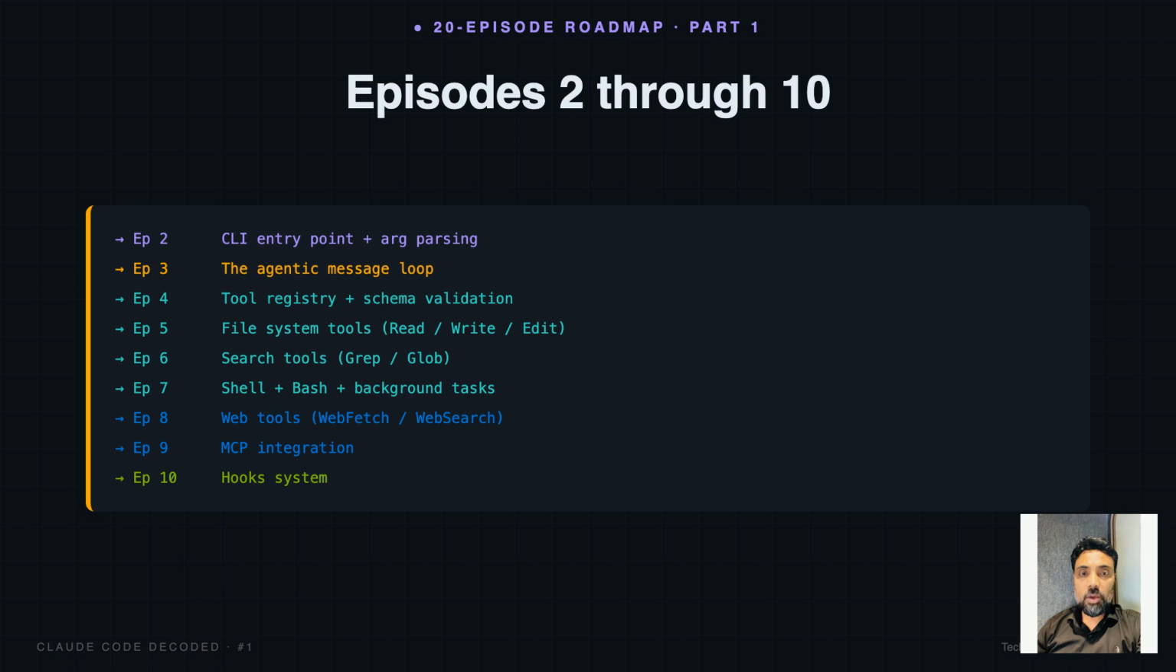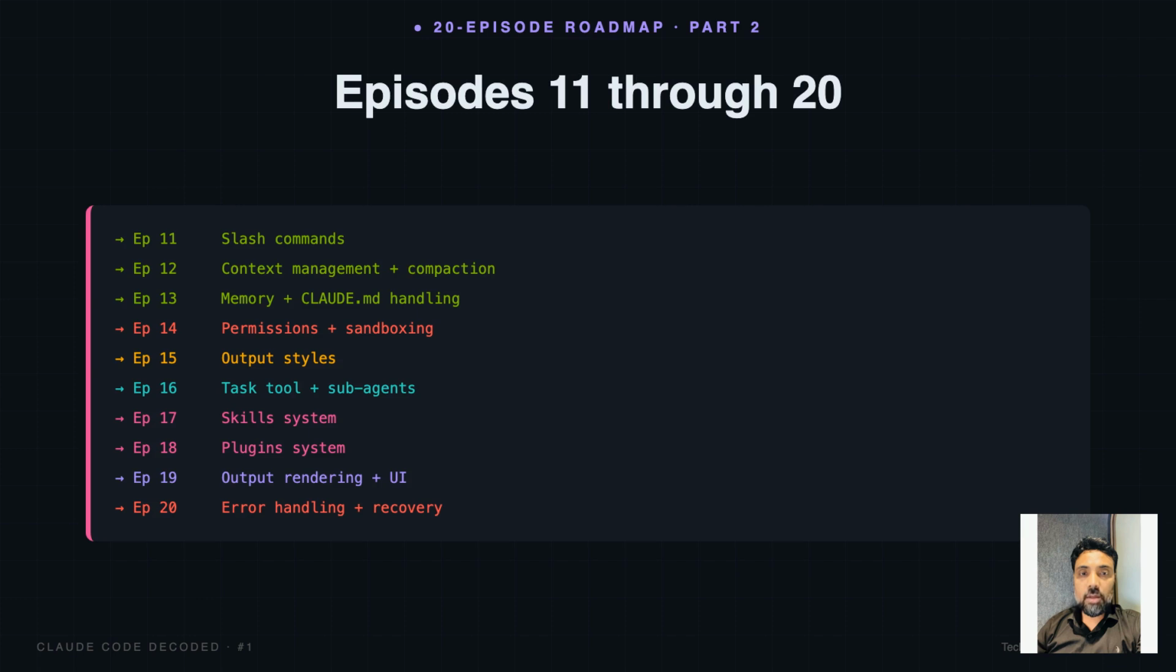Now the roadmap. Episode 2, the CLI entry. Episode 3, the agentic loop. Episode 4, the tool registry. Episode 5, file system tools: read, write, edit. Episode 6, search tools: grep, glob. Episode 7, shell and process tools: bash, background tasks. Episode 8, web tools: web fetch, web search. Episode 9, MCP integration. Episode 10, the hook system. Episode 11, slash commands. Episode 12, context management and compaction. Episode 13, memory and CLAUDE.md handling. Episode 14, permissions and sandboxing.